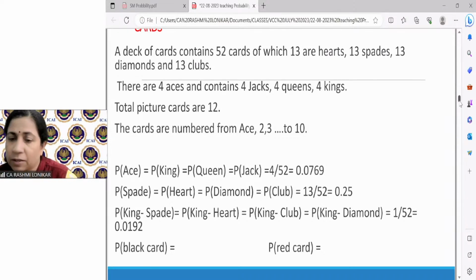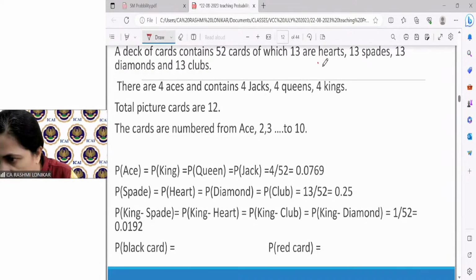Now, a deck of cards contains how many? 52 cards. Okay. You have 52 cards, and in the 52 cards, what do you have? You have the club. Okay, I'll just show you. You have the diamond. You have the spade. And you have the heart.